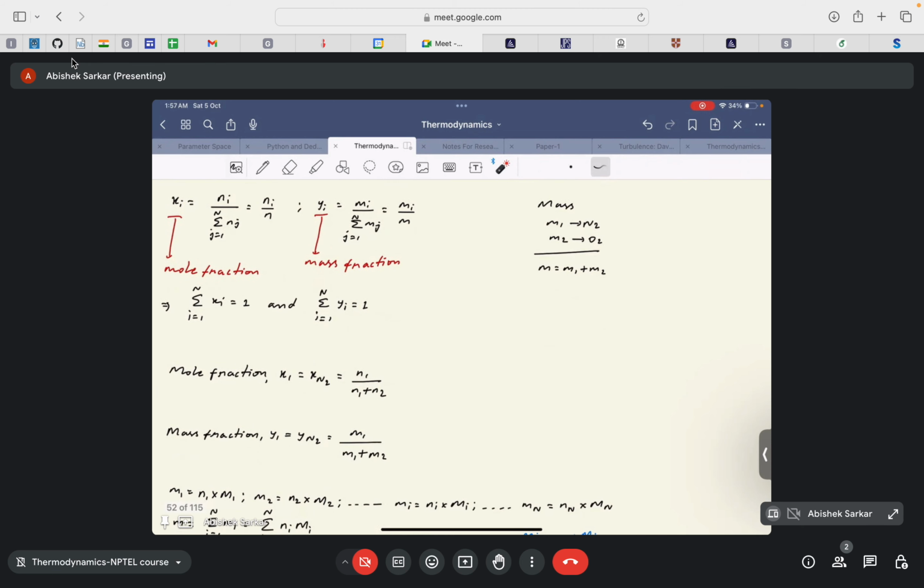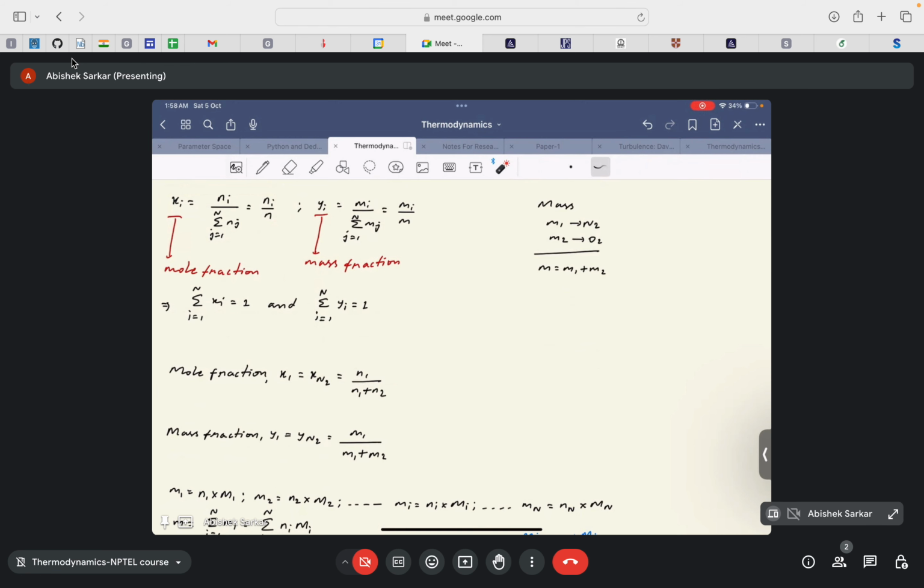And now, by a very mathematical definition, it's very trivial to derive, but I'm not going to derive it. It was derived by Professor Anand in the classes. So we get that the summation of all the mole fractions, that is the summation of xi where i varies from 1 to n, will be equal to 1. Similarly, the summation of all mass fractions where i varies from 1 to n will be equal to 1. It's a good exercise.